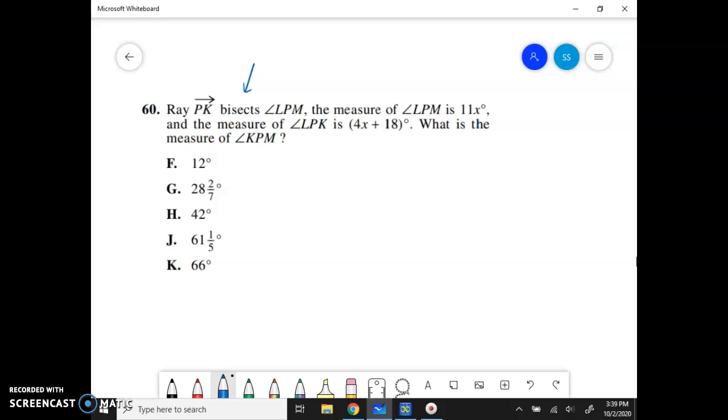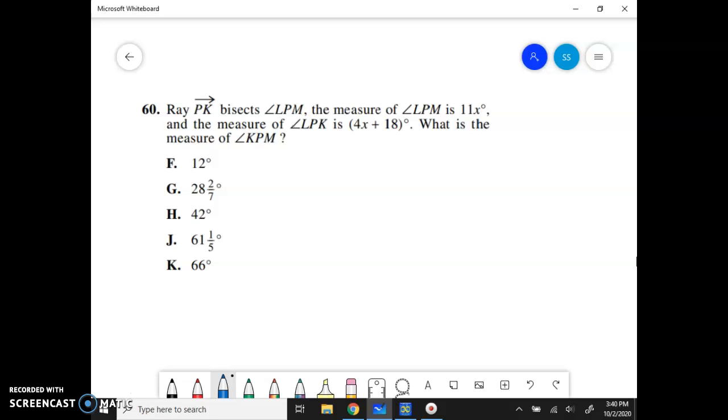So we have ray PK, and I know it's a ray because we have no arrow on one side and an arrow on the other side. It says ray PK bisects angle LPM, and the measure of angle LPM is 11 times x, and the measure of angle LPK is 4x plus 18. What is the measure of angle KPM?